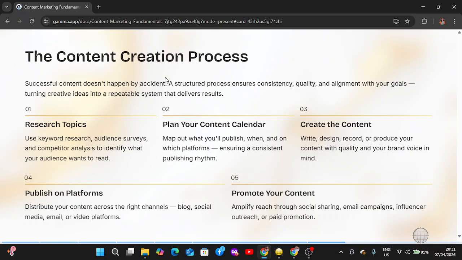So we have number one, research topics. What we want to do is research keywords, audience survey, and competitive analysis to identify what people always want to read. For instance, there's content already on our YouTube channel on what's called SEO. I advise that you go and take that course, because those things are going to be needed for this class, so you have an understanding of what people are searching for before you create content around it.